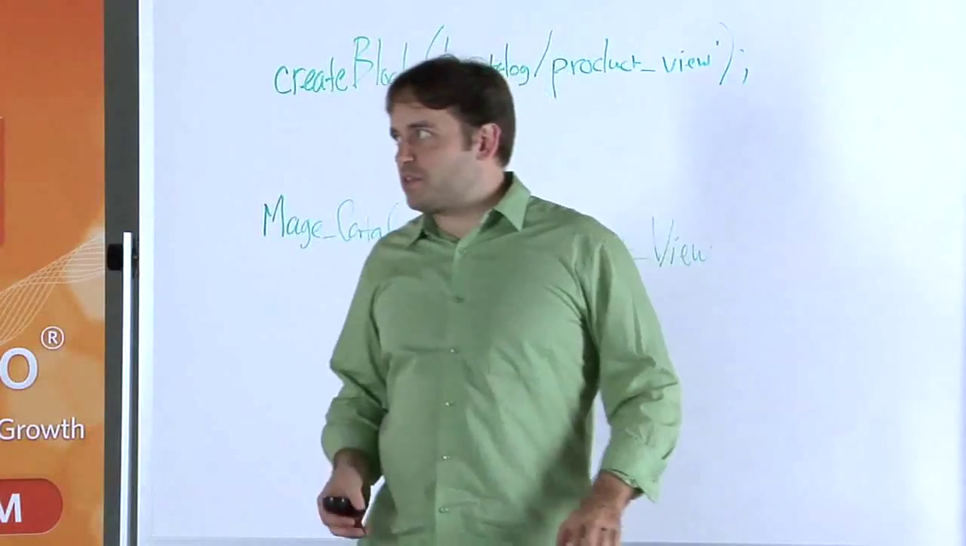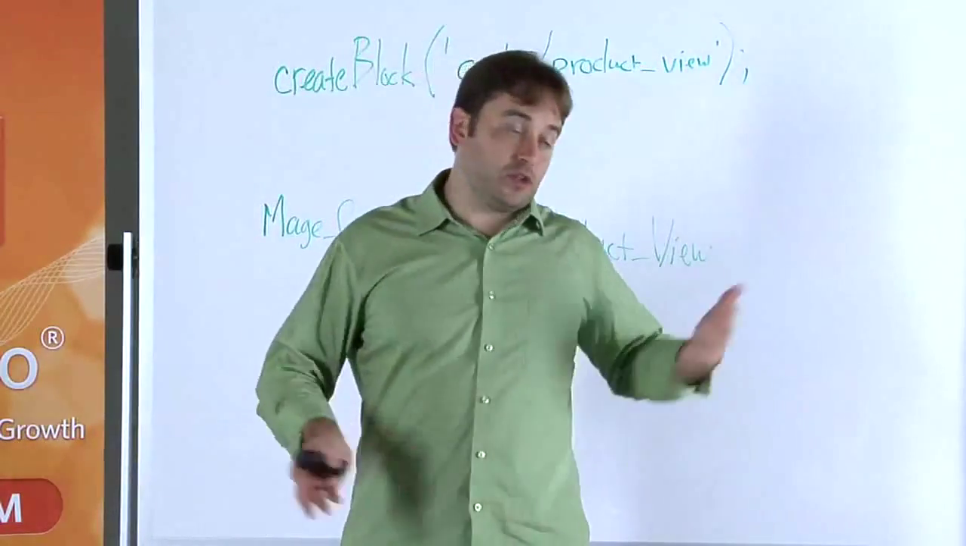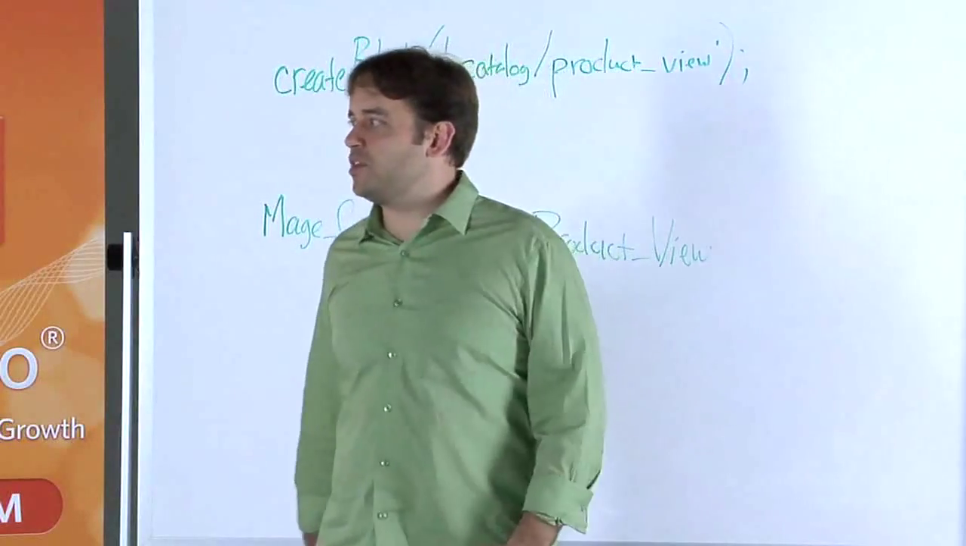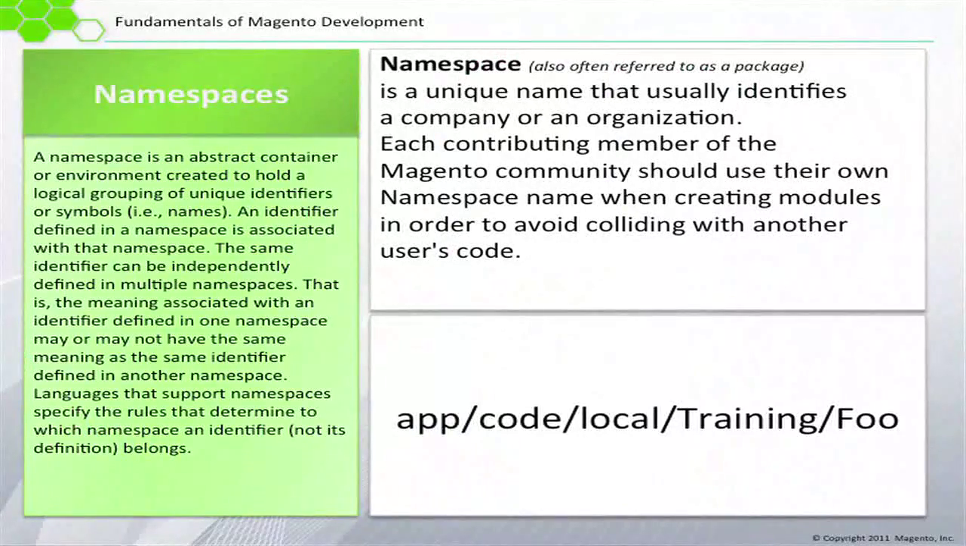And what that does is it keeps us from installing a module. It should keep us from installing a module and overwriting anything. Pretty simple concept. So here, the namespace would be training, and the module would be foo. It's a very important module. It's foo.